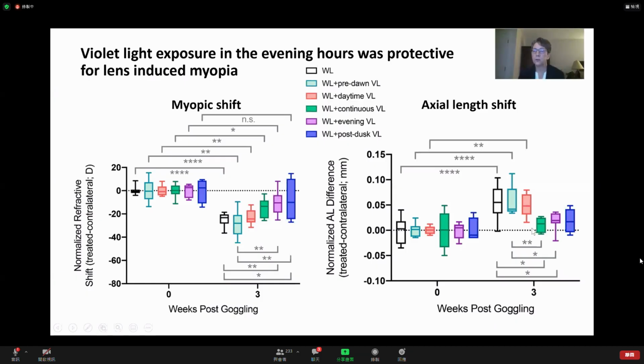And this is also mirrored in our axial length shift. Again, the difference between the two eyes, it is 0 when we start out, and then we have an elongation of axial length with white light. And you can see that when we have some exposure during those evening dusk hours, we get some protection.